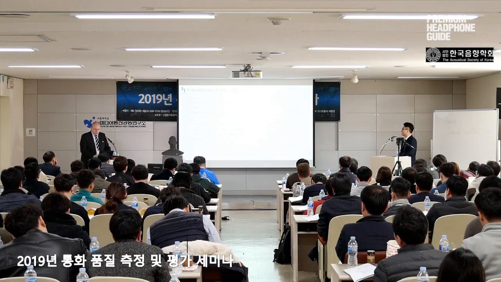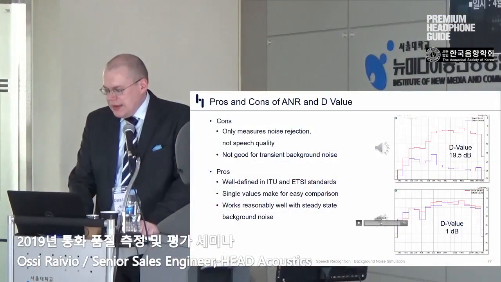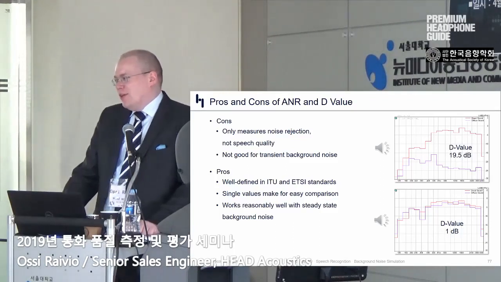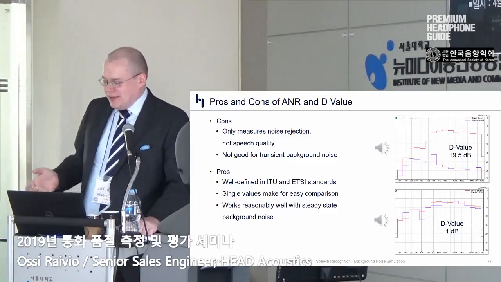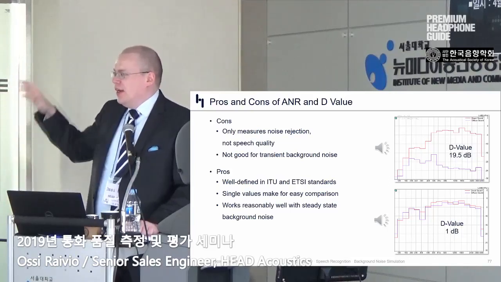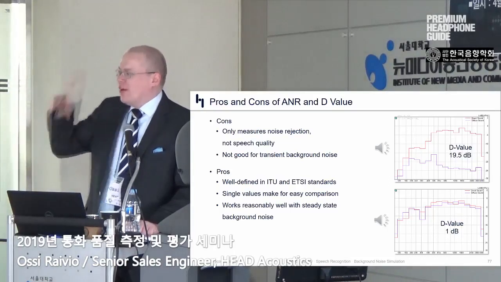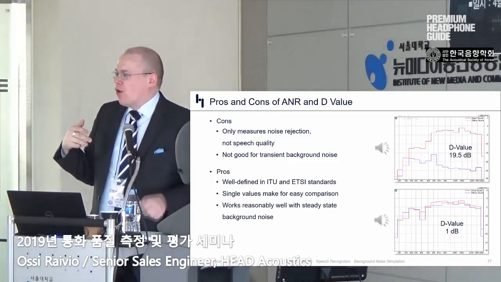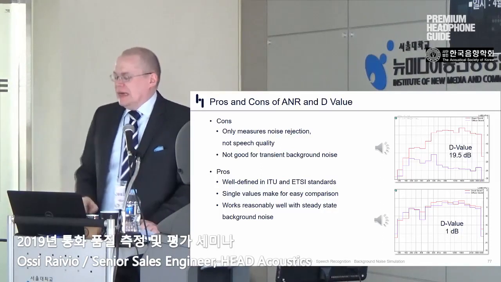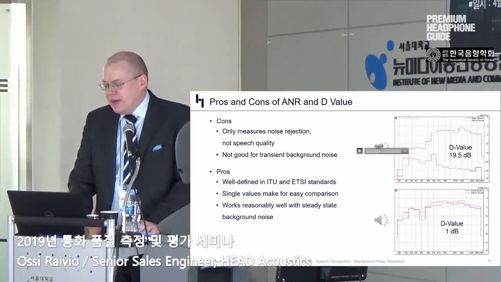So I have here a couple of examples. Here we have a D value of 1. Very difficult to understand, because the noise canceller has a difficult time separating the noise and speech. So the noise canceller is basically attacking both noise and speech. Both are transmitted more or less at the same level, but the speech is very much chopped and not at all well transmitted. Here we have a D value of almost 20 dB.